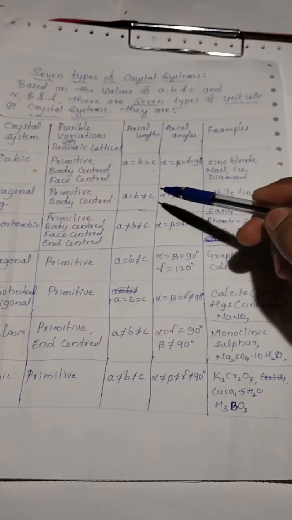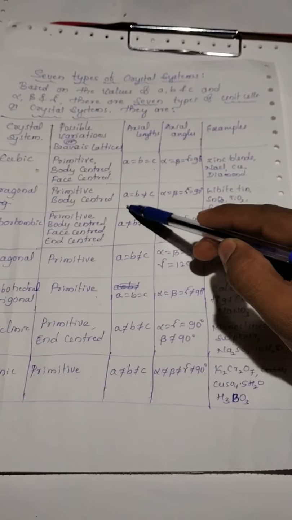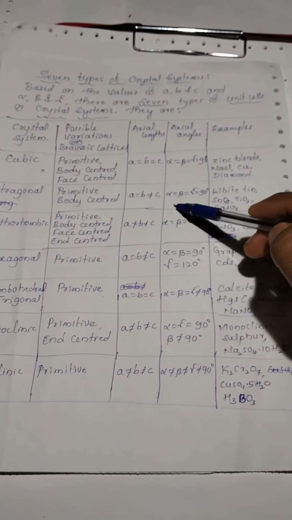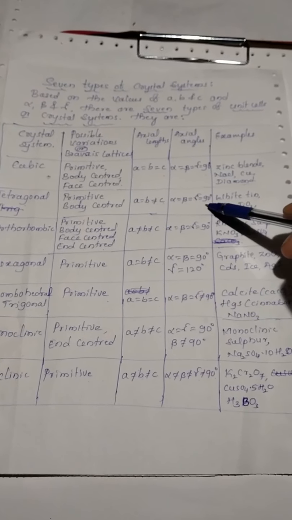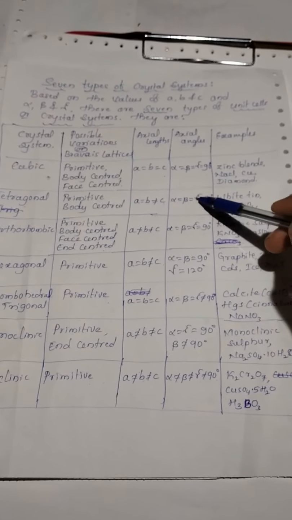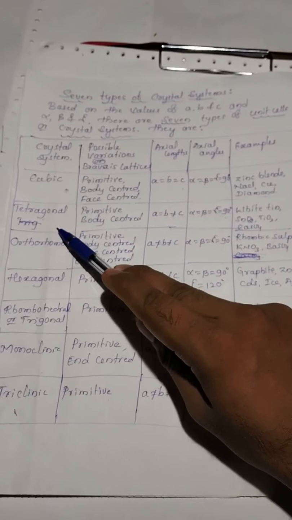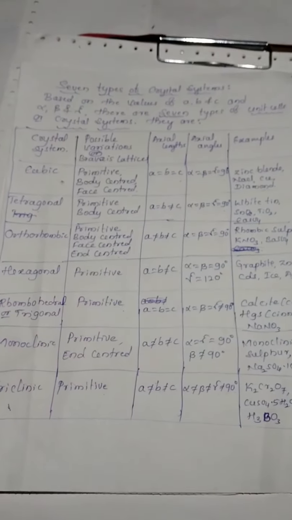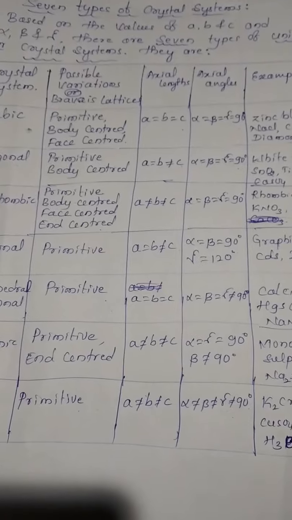In competitive exams, they may ask like this: a equal to b is not equal to c, alpha equal to beta equal to gamma equal to 90 degrees. Then which type of crystal system is it? Based on this value, we have to say it is a tetragonal crystal system. Okay, see once again this table.